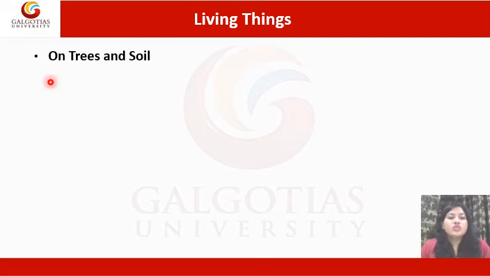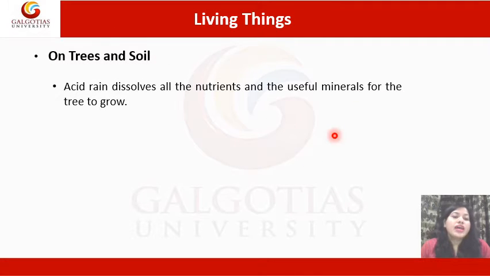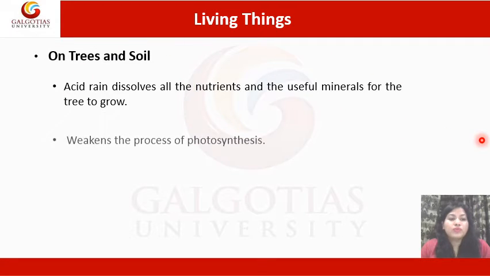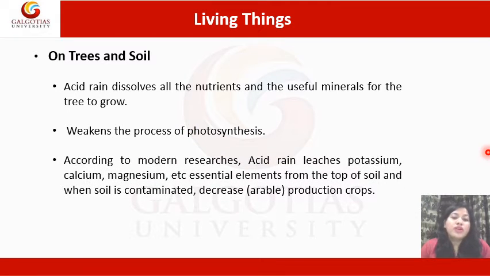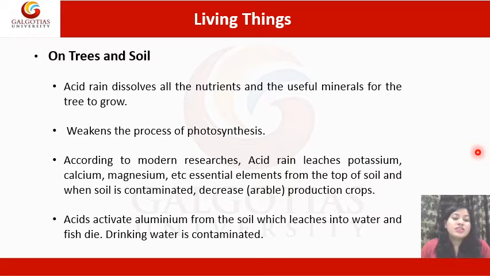On the trees and the soil, acid rain dissolves all the nutrients and useful minerals the tree needs to grow, and weakens the process of photosynthesis. According to modern researchers, acid rain leaches potassium, calcium, magnesium, etc., essential elements from the top of the soil, and when the soil is contaminated, crop production decreases. Acids activate aluminium from the soil, which leaches into the water, and fish die. Drinking water is contaminated.